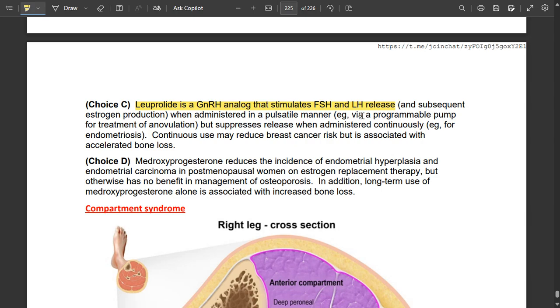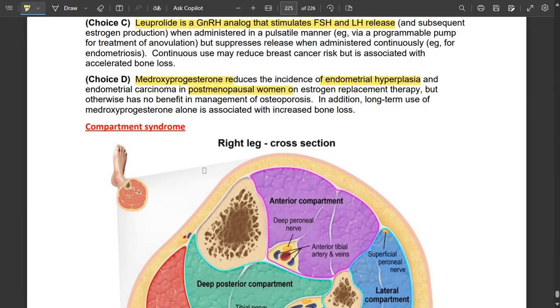Medroxyprogesterone, a progesterone, reduces the incidence of endometrial hyperplasia and endometrial carcinoma in postmenopausal women on estrogen replacement therapy, but otherwise has no benefit in osteoporosis. In addition, long-term use of medroxyprogesterone alone is associated with increased bone loss.